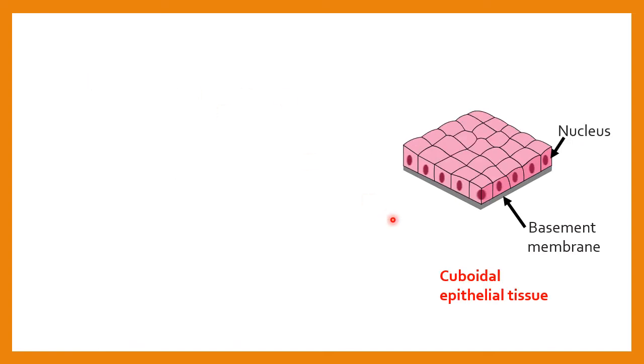Now we'll study the second type, that is cuboidal epithelial tissue. Just look at the diagram. See the cells. Cells are cuboidal in shape, means they have some height. Okay. Now let us study its structure.